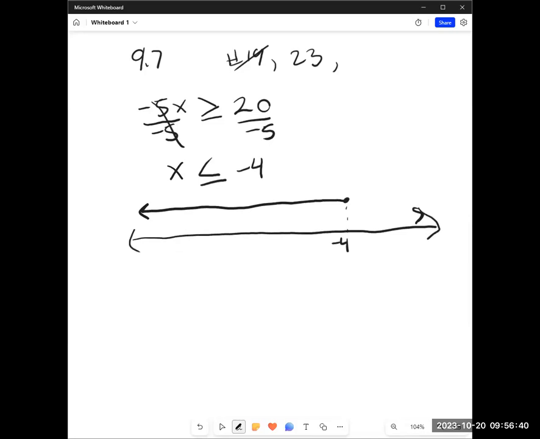So negative 4 is right there. My solution set is going to go to the left, which means that there's negative infinity for a lower bound, negative 4 for an upper bound, and that's included. And remember that your solution can also be expressed in set builder notation like that.